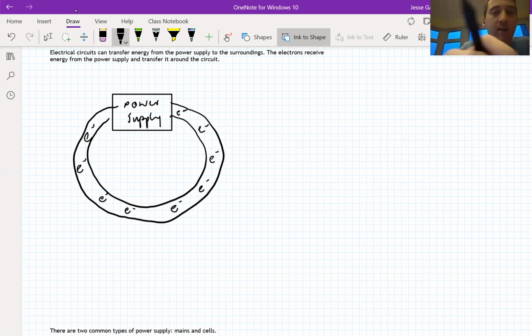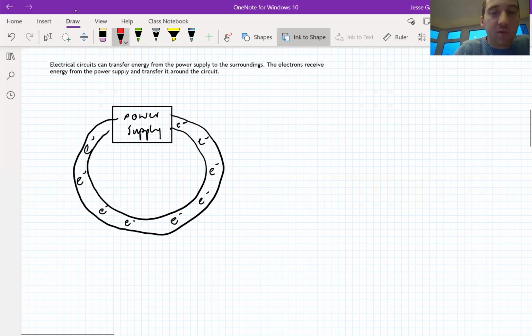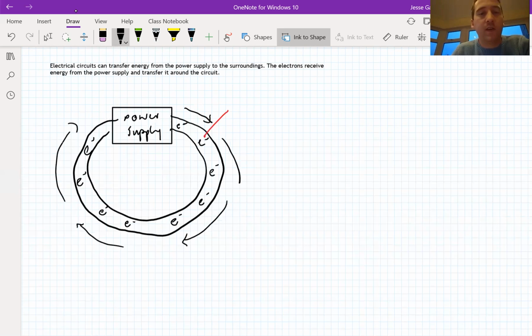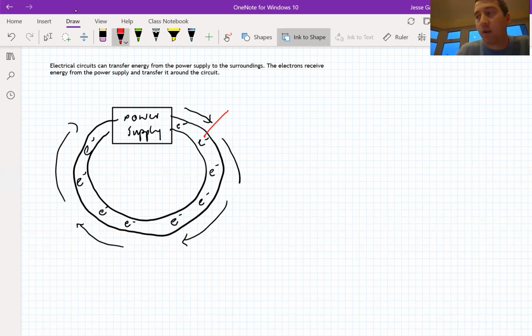The power supply supplies energy to the electrons. If we take this particular electron, it's just been through the power supply. Remember, the electrons are moving. We'll say they're moving in a clockwise direction, so they're moving around this way. That means that when an electron is here, it has just been past the power supply, and if it's been to the power supply, then energy has been transferred to the electron.